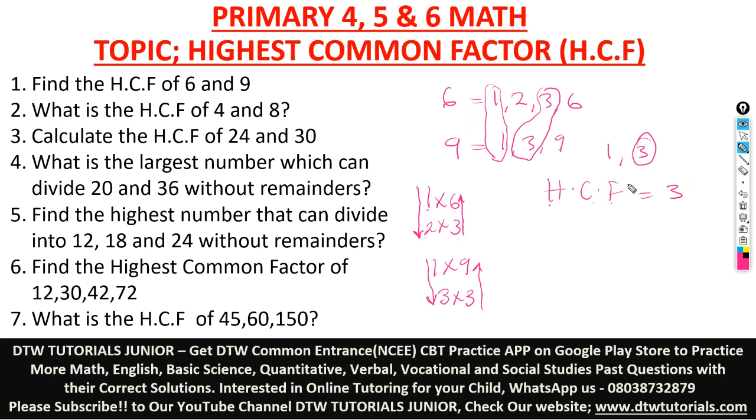If the question asks you to state the common factors, you will just put it as 1 and 3. But when the question says find the highest common factor, it will be what? The highest of the 2 common factors, which is what? 3. Do you see that?